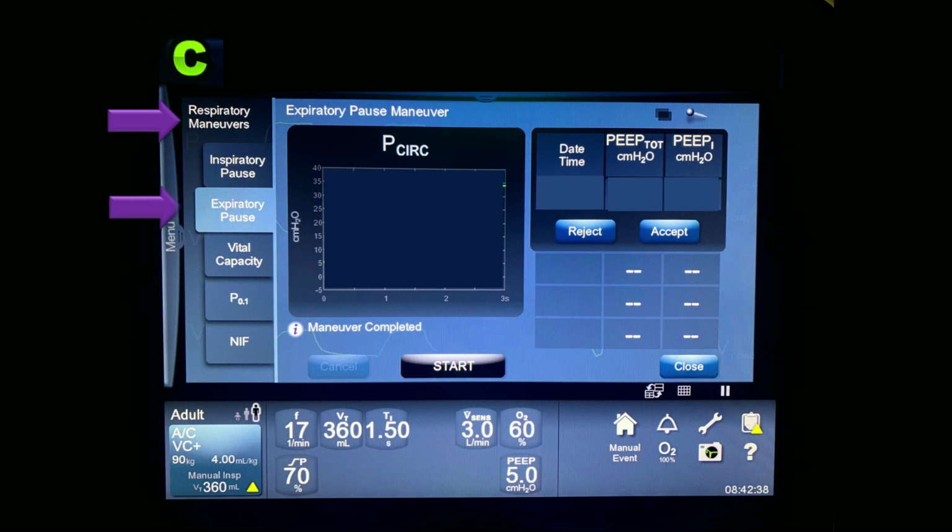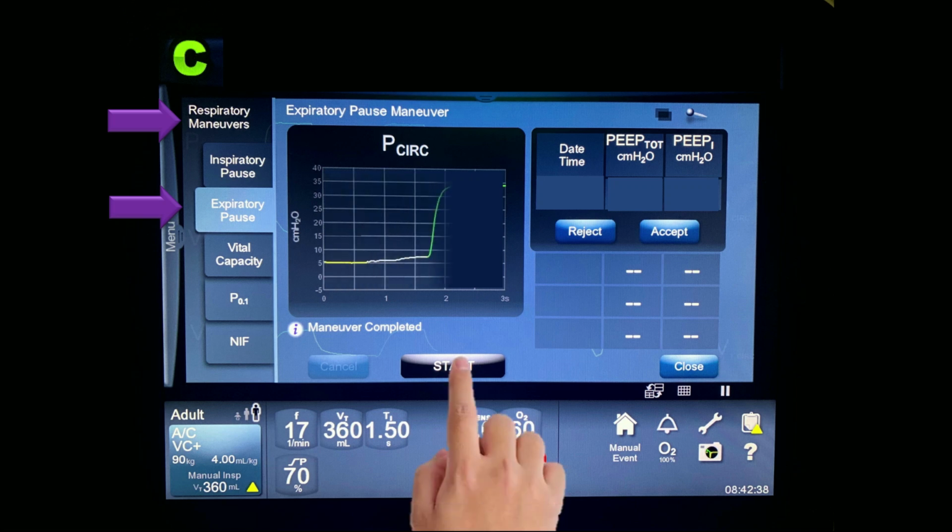Note that the baseline PEEP here is 5 centimeters of water. We now tap the expiratory pause, and the ventilator will commence the maneuver. The machine then measures the pressure, and the total PEEP is displayed. Helpfully, it then subtracts the extrinsic PEEP from the total PEEP to give us the intrinsic or Auto-PEEP level, in this case 2.3 centimeters of water.